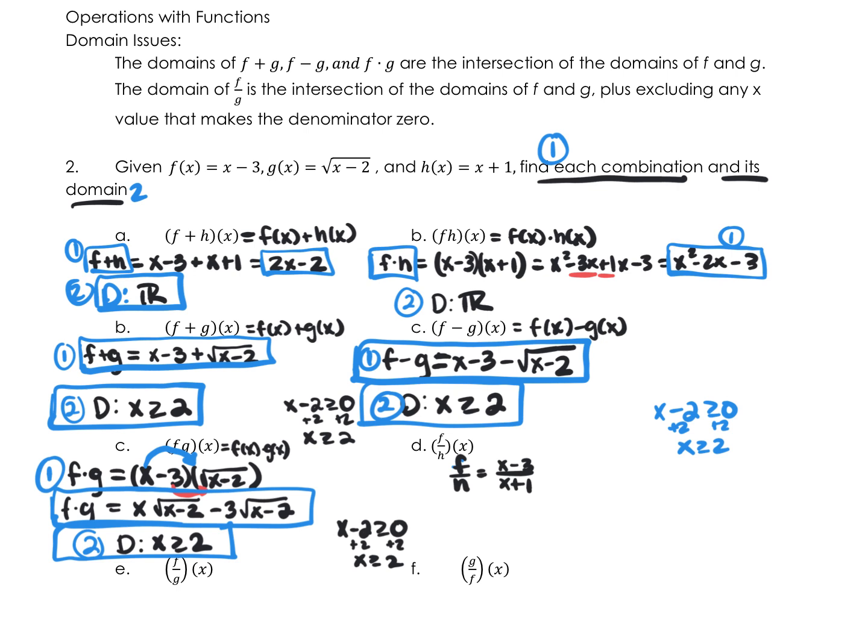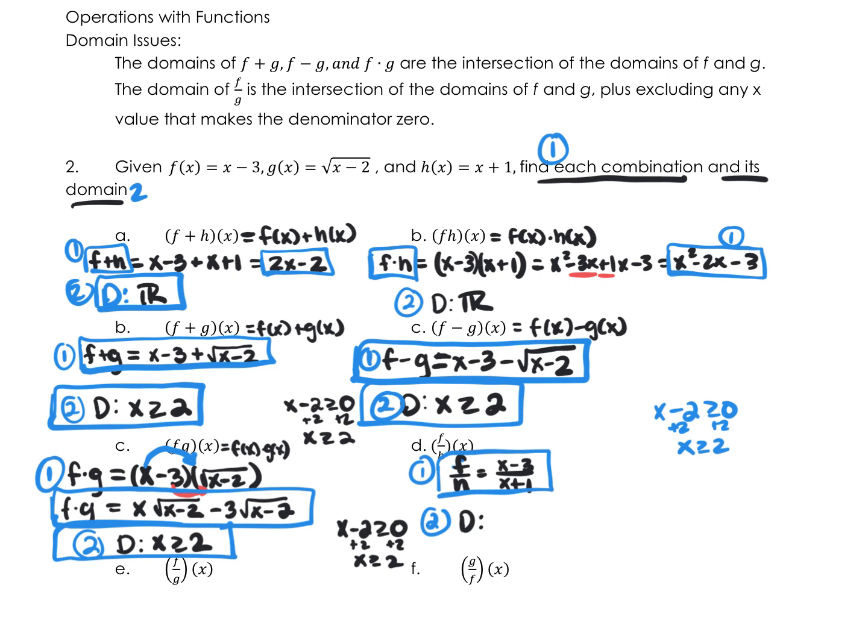And the nice thing about the division is usually there's no simplifying. Like we can't divide those. So that's it. So this finding the combination usually is very easy for division. It's just F divided by H. The domain is where we tend to get a little more complication.